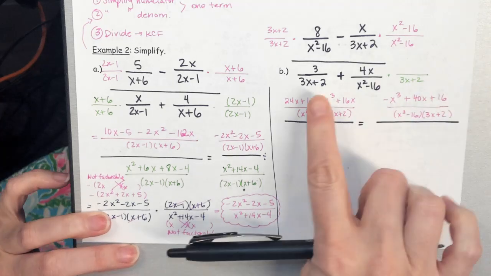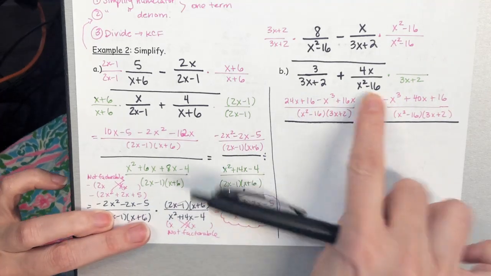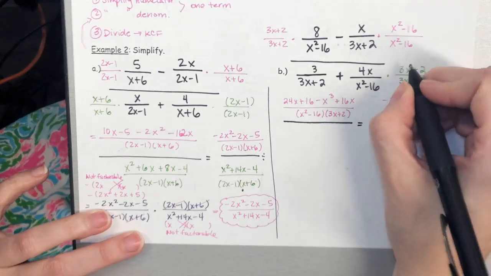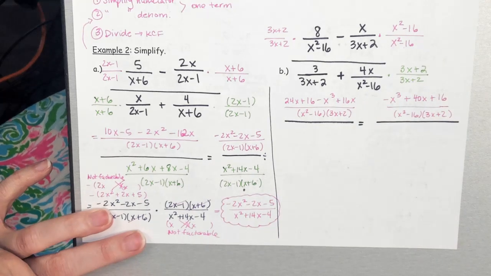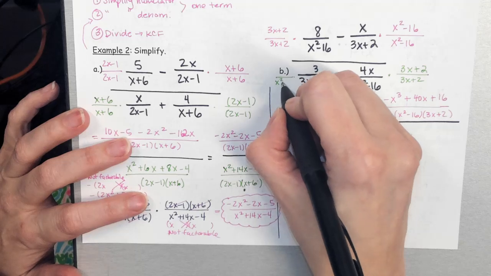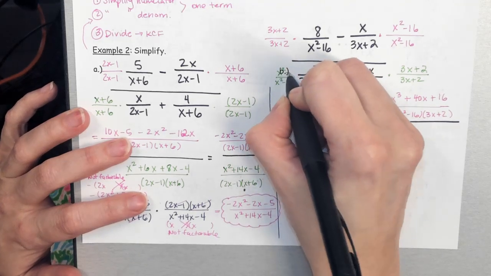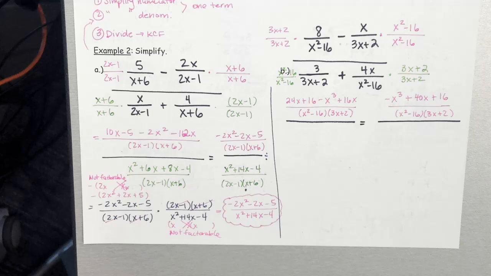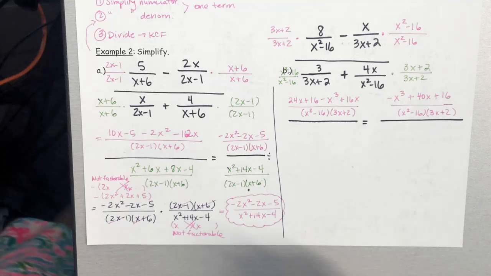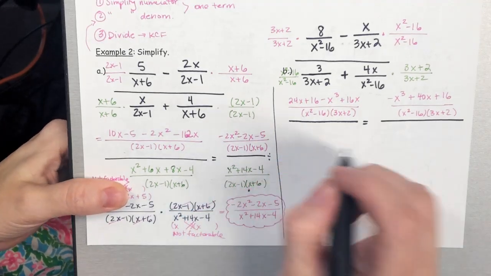Your denominator also has 3x plus 2 and x squared minus 16. So for this one, we're going to multiply by 3x plus 2 over itself. And then here we're going to multiply by x squared minus 16 over itself. Okay, so as we've gone over the notes, I've been telling you this is going to be an important step that we're going to have to see. So when I'm grading your homework, I'm looking for this step, that you have what you're multiplying by. And then we're going to distribute.